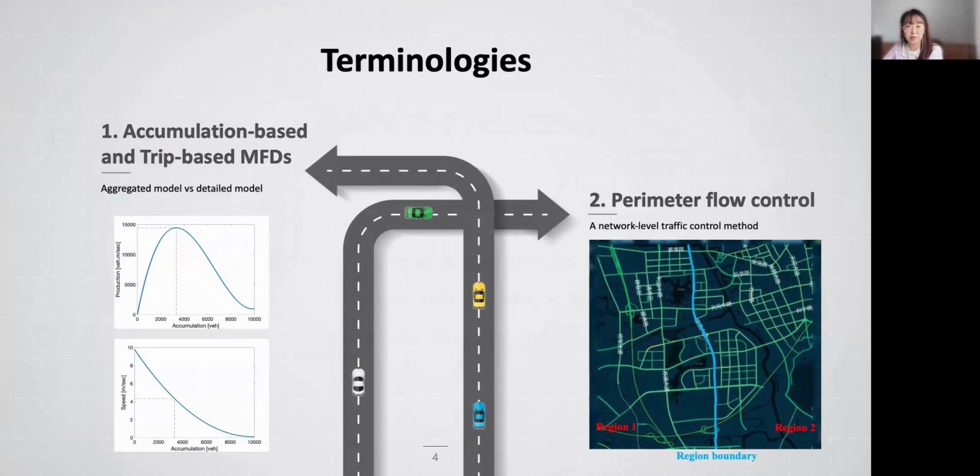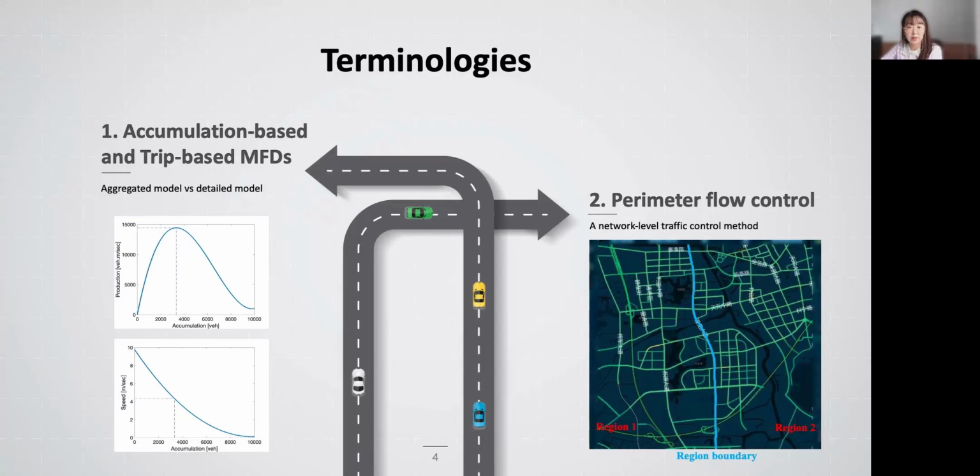The trip-based MFD, as shown in the bottom figure, describes a well-defined relationship between regional speed and vehicle accumulation of the network. The trip-based MFD considers different traveler details, such as travel lengths, departure time, etc., whereas the accumulation-based MFD assumes all vehicles in a region have identical travel lengths.